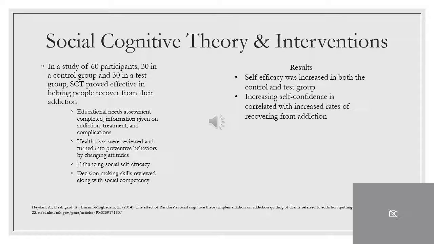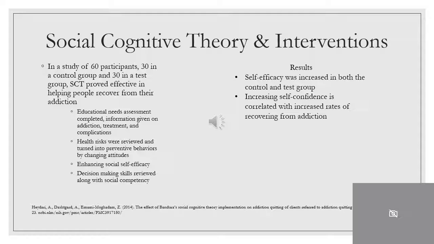Focusing on the social cognitive theory and how it relates to interventions, the SCT predicates that the social environment is an essential influence on behavior. So in a study completed by Haidari et al., in a study of 60 participants, 30 in a control group, 30 in a test group, proved that the SCT is effective in helping people recover from their addiction.